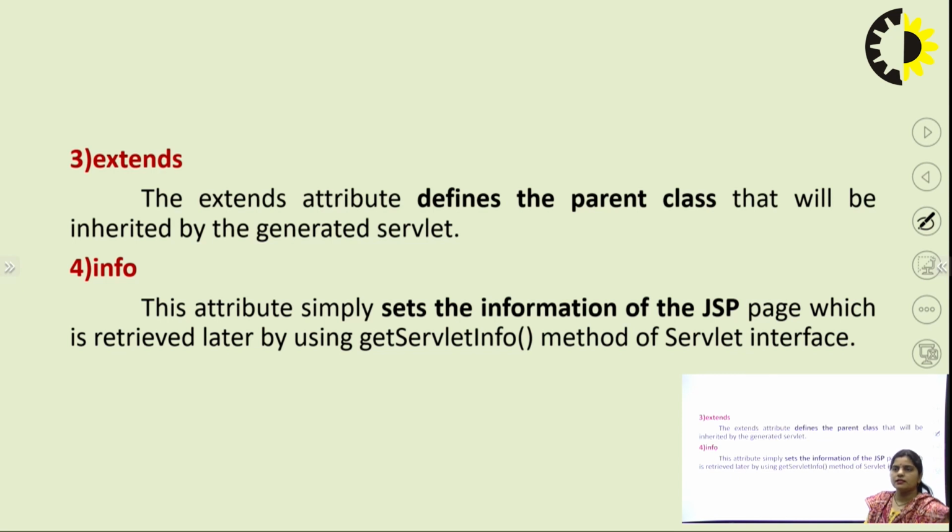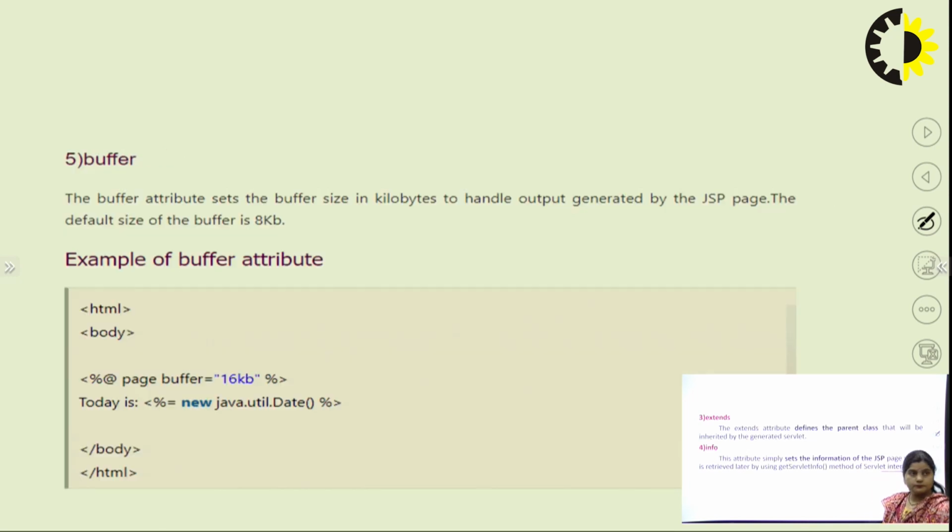The extends attribute defines the parent classes that will be inherited by the generated servlet. Info simply sets the information of the JSP page, which is retrieved later on by using the getServletInfo method of the Servlet interface.